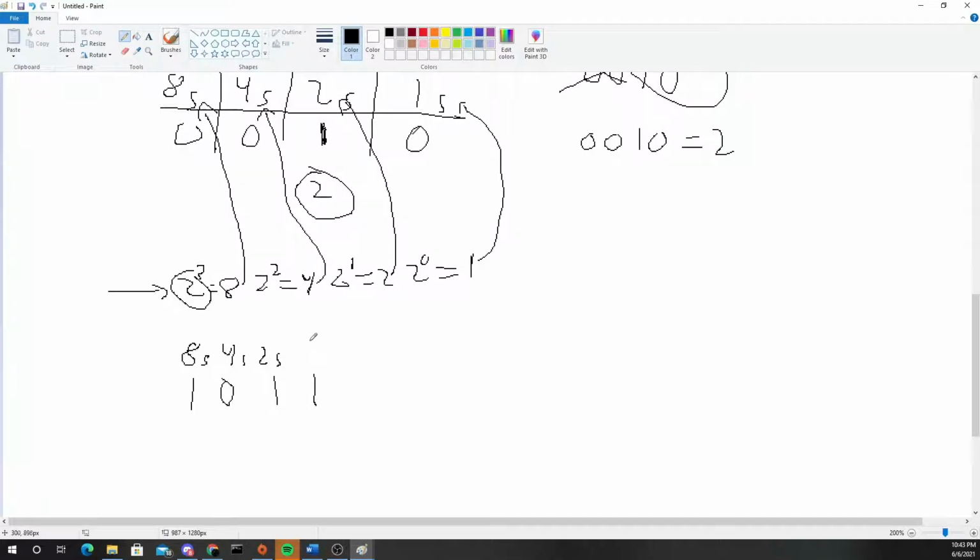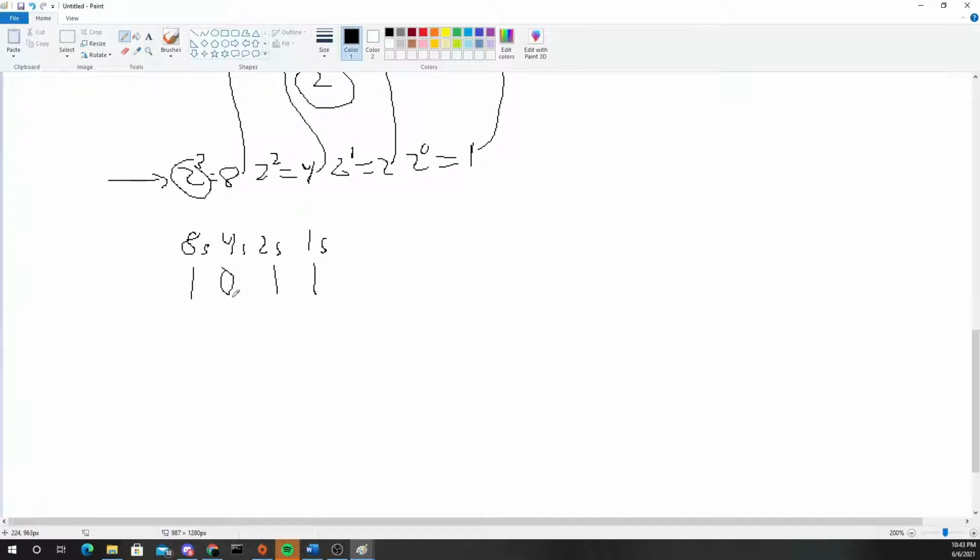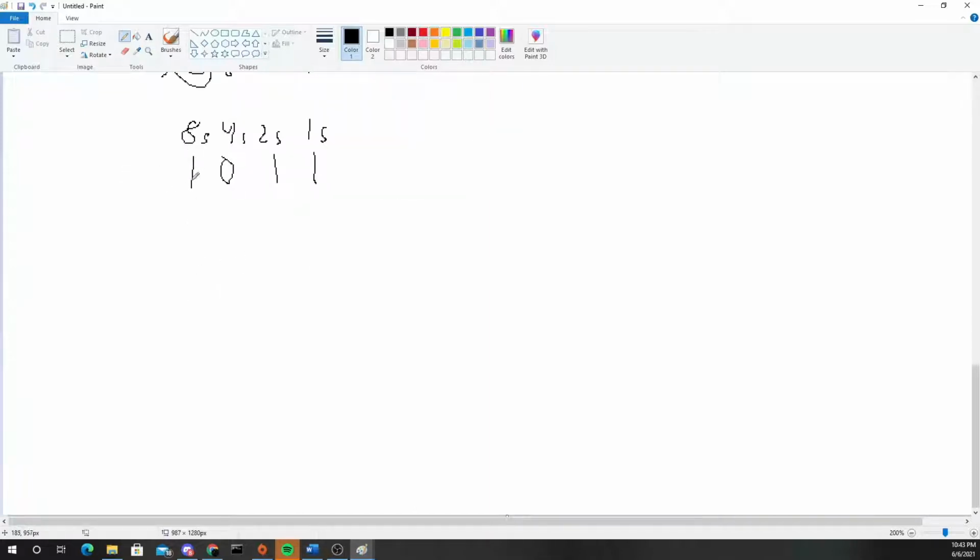And then this last one would just be our ones place. So how we can think about this then is we can say, okay, we have a 1 in our eights place, which means we have an 8. We have a 0 in our fours place, which means we'll be adding 0 here. If this was 1, we would actually be adding 4 here. In our twos place, we have a 1, so we will add a 2 here. In our ones place, we have a 1, so we'll add a 1 here. And so we add this up, and we would get 11. So this binary number is actually equal to 11.